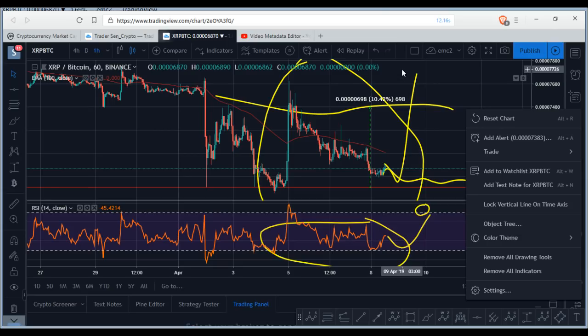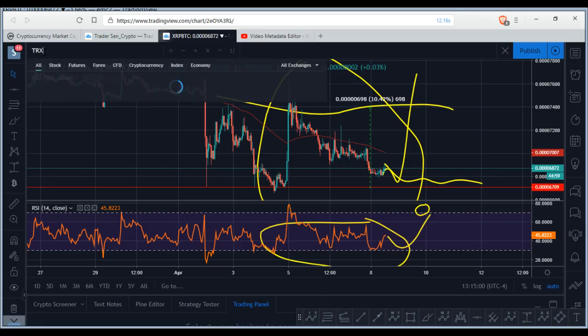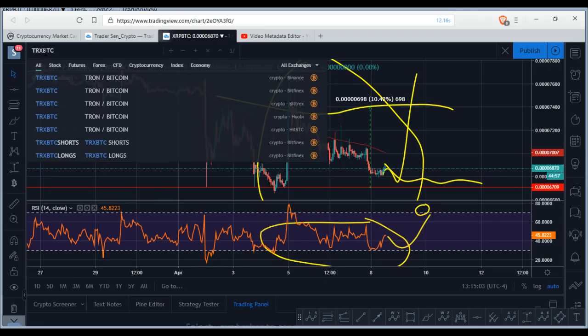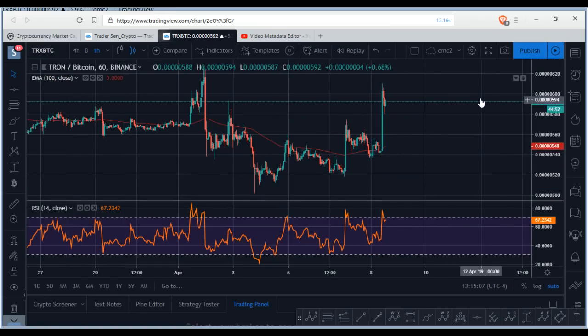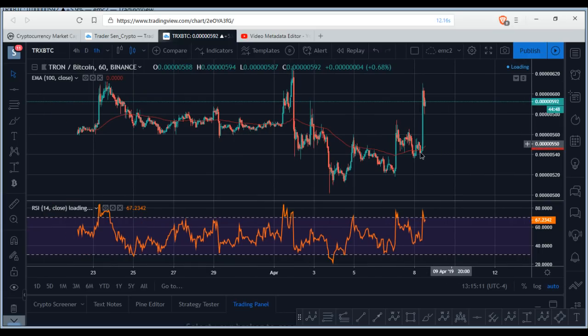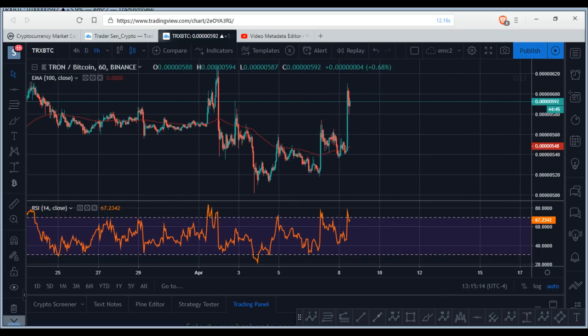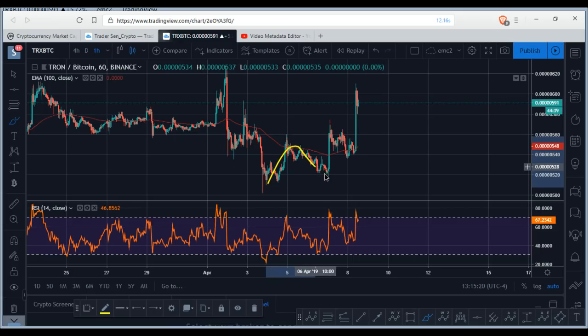So let's take a look at Tron, right? Def mascot, you want to take a look at Tron? Let's go. TRX BTC. Tron BTC hourly time frame. We're getting an almost 5 wave to the upside, right? So let's see on the hourly time frame, you already got a nice 1, 2, 3, 4, 5 to the upside.